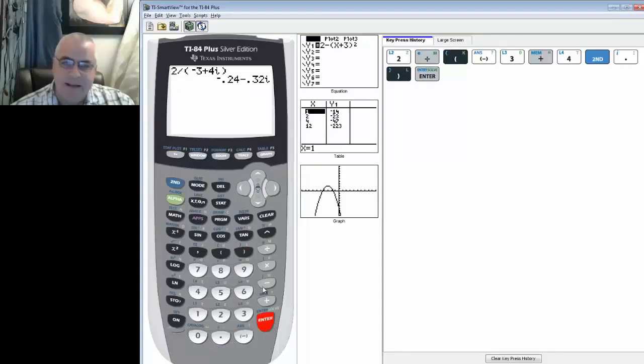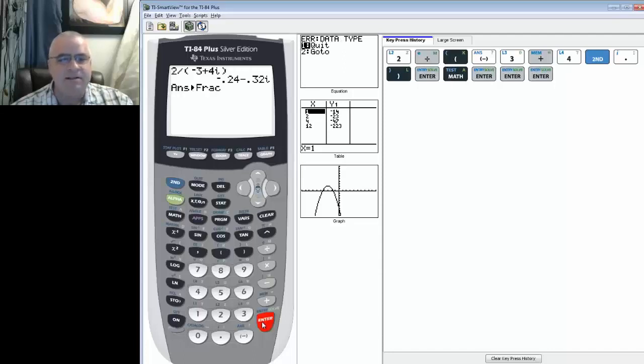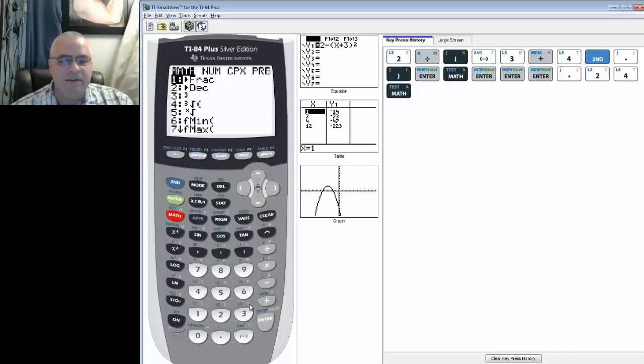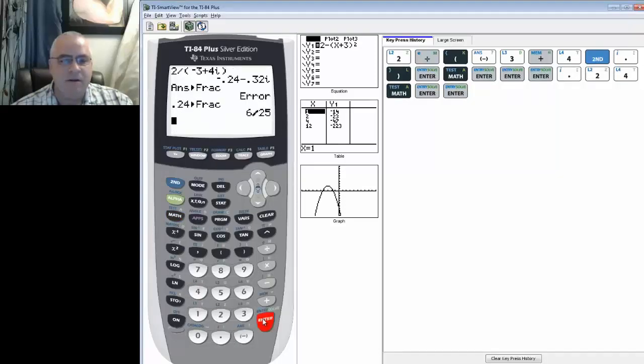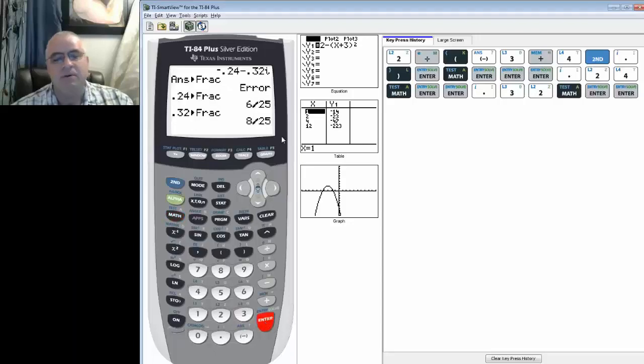And we get decimals, so now we can change it. We do math, enter. And it does not work. That's bizarre. How about if I put in 0.24 and do math, enter. That works. 0.32, math, enter. And that works.